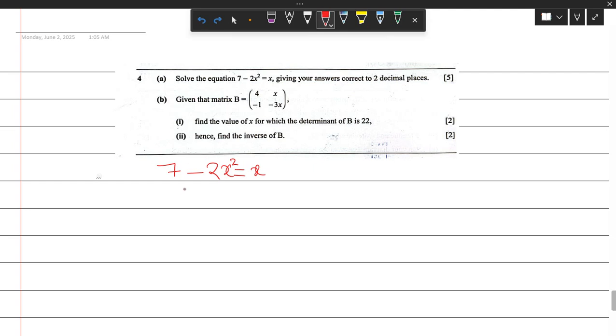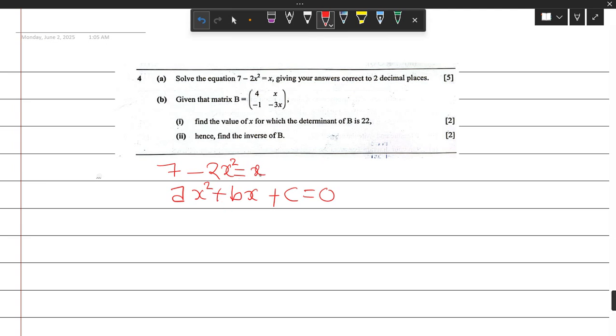Okay, so now we need to write this equation in standard form, where we know the standard form is ax squared plus bx plus c equals 0. The whole point of taking these terms to the other side is for us to write this equation in this standard form. If you write it in this standard form, it will be very easy for us to solve.